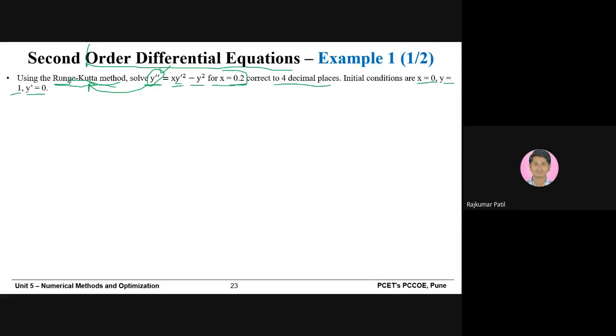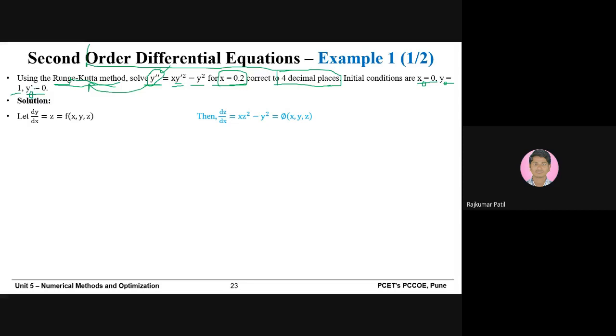and dy by dx when x is equal to 0.2, and the accuracy of the answer should be up to 4 decimal places. So you need to set your calculator to 4 decimal points, and the initial value x naught is given, that is 0, y naught is given, which is 1, and y dash is given, which is 0. Now as the first step is to write down given data.